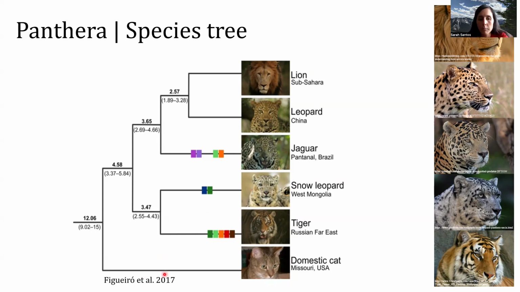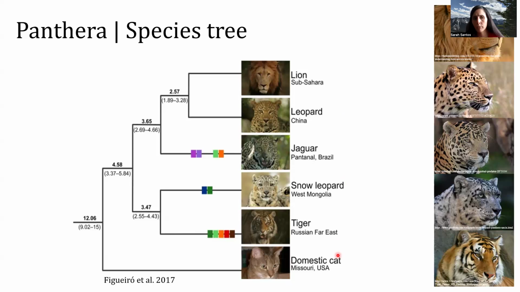And here in our paper of 2017, we observed that lions and leopards would be sister clades, and then jaguar would be outside of that pair. So that would be their true speciation. And then we would have snow leopards and tigers as sisters, and then domestic cats as the outgroup.